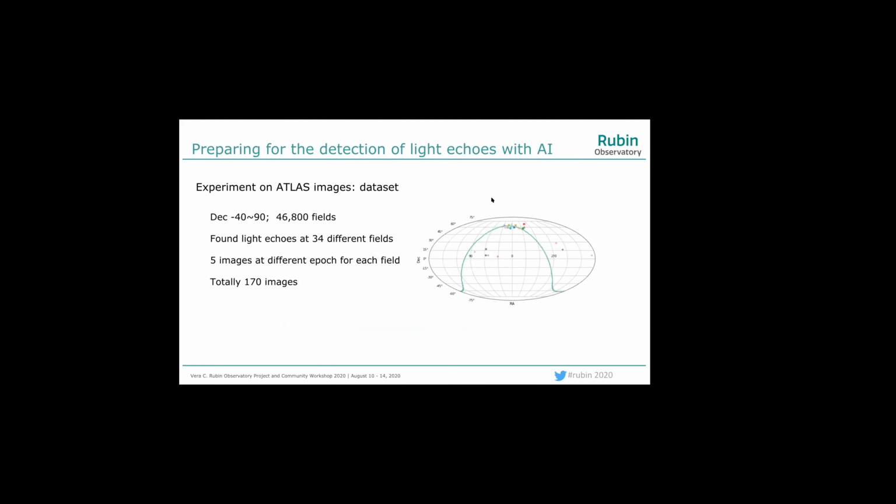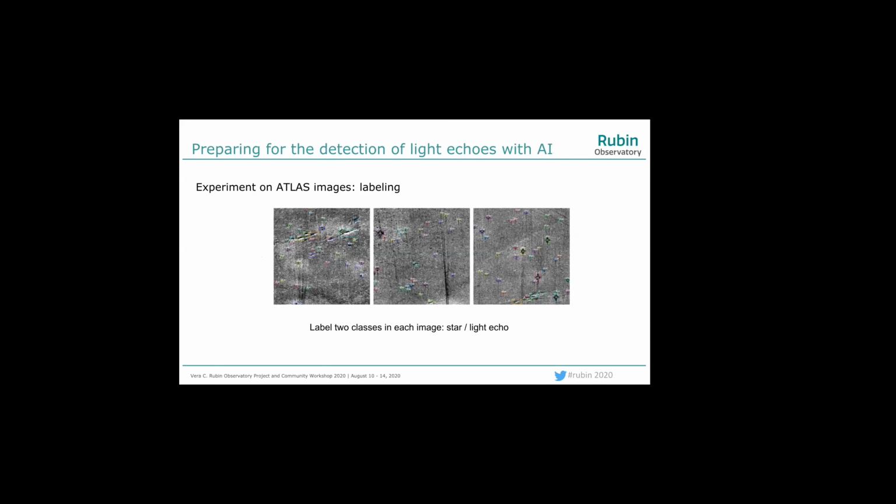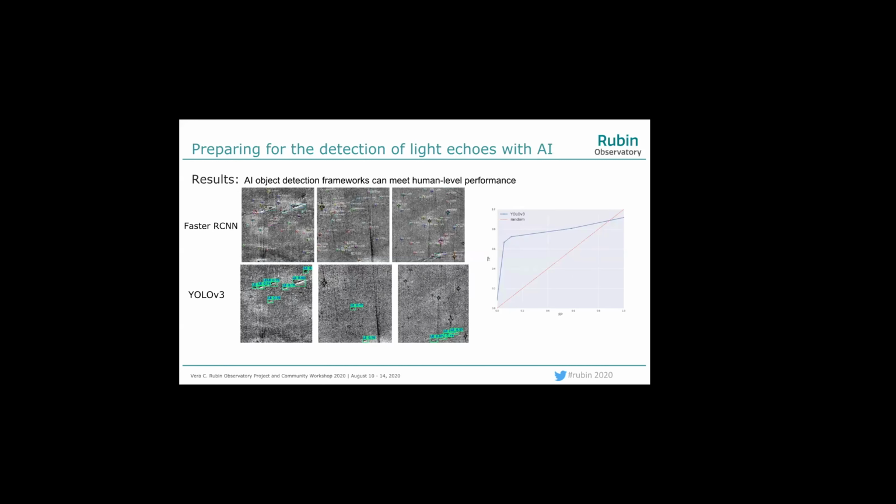Next slide. Our dataset is from the ATLAS telescope. It contains 34 different fields and a total of 170 images. We trained on these images with Faster R-CNN and YOLO. In each image, we label two classes, the stars and the light echoes. Next slide, you will see the results from Faster R-CNN and YOLO. Both models can meet human-level performance.